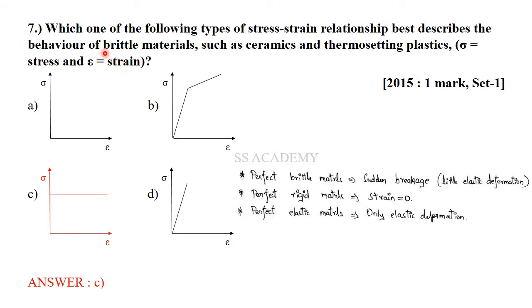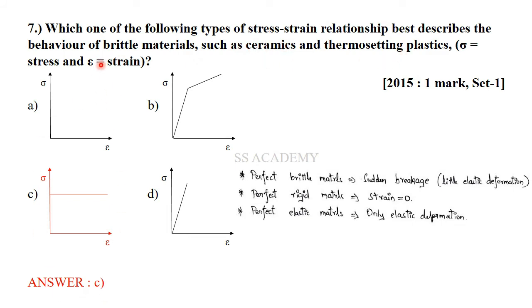They haven't asked about perfect brittle materials. They have asked about thermosetting plastics. So there is plastic deformation and there is no elastic deformation, and finally they break suddenly. So the answer corresponding to this question is answer C.